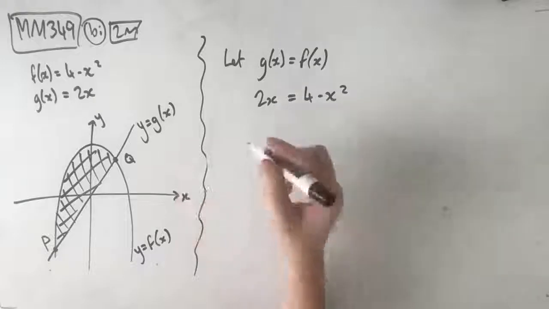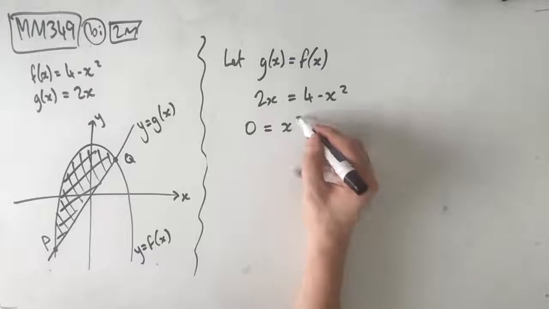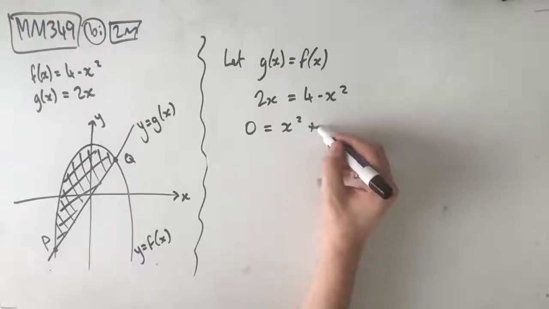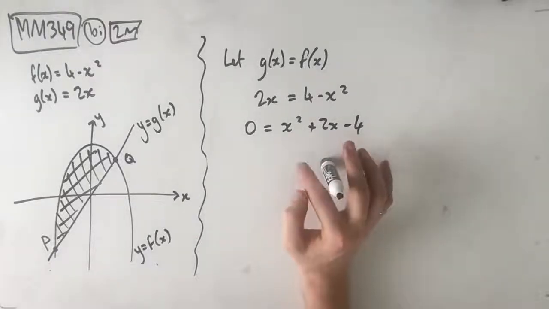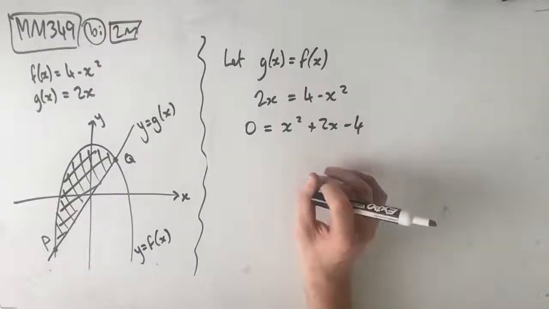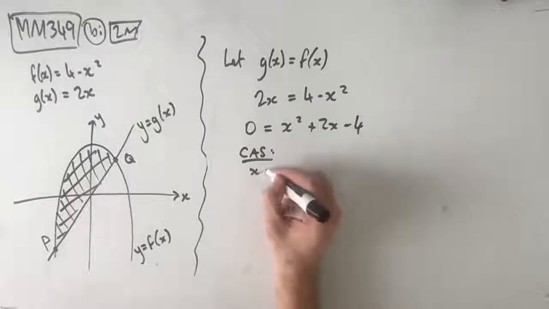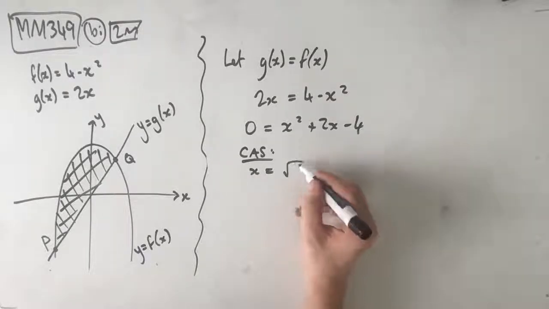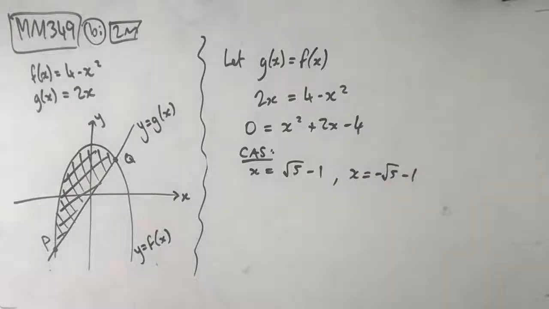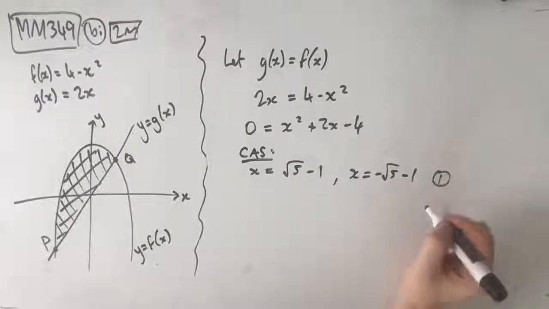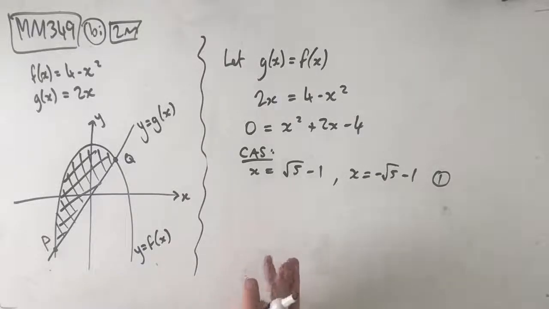So just getting everything onto one side, so we get a quadratic formula, we get 0 equals x squared plus 2x minus 4. Awesome. Now, there's multiple ways we can do this. We can do this on our CAS, which I would recommend doing. So according to CAS, x is equal to root 5 take 1 and negative root 5 take 1. Awesome. So from here, that's our first mark, but we also need to make sure that we include our y values, right? Because we're looking for the coordinates, not just the x values.